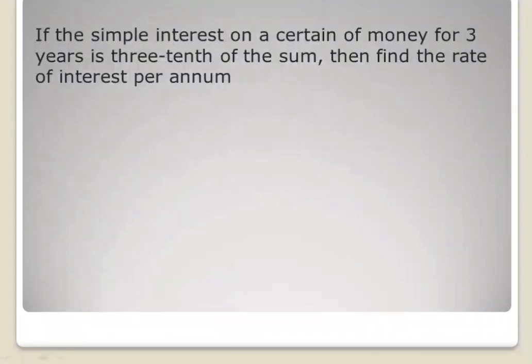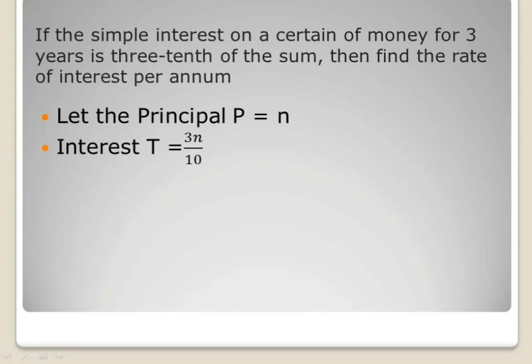Now next question. If the simple interest on a certain sum of money for 3 years is 3/10 of the sum, then find the rate of interest. Now here principal is not given. So again I will assume principal is equal to n. Now interest is given as 3/10 of the sum. So interest is 3n by 10. Now time is given 3 years. So I can take time as 3 years.